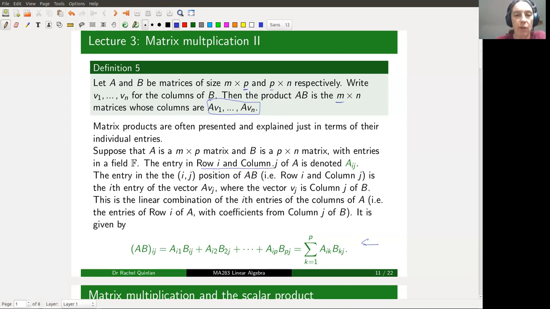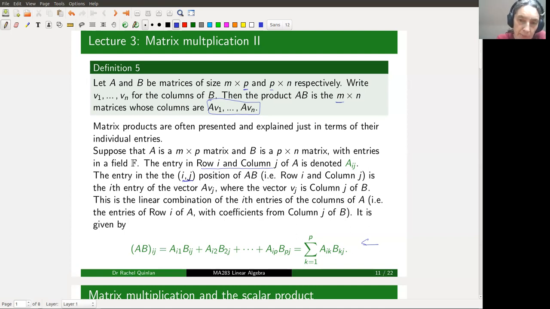So a bit of notation, first of all. In general, for any matrix A, the entry in row i and column j of A is denoted by A subscript ij. The position that's in row i and column j is referred to as the ij position. And the only thing to bear in mind there is that the i, which comes first, labels the row, and the j that comes second labels the column.